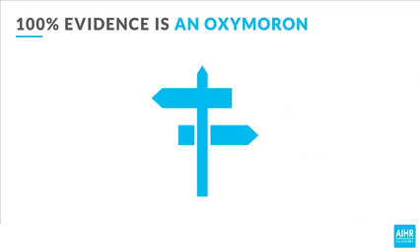Now, one important thing to point out is that in statistics, 100% evidence is an oxymoron. And why? Because in statistics we work with probabilities. We work with p-values, and p stands for probability. And a p-value of 0.05 means that the probability that the statistically significant effect that you find is coincidental is 5%. So the probability is 5%.